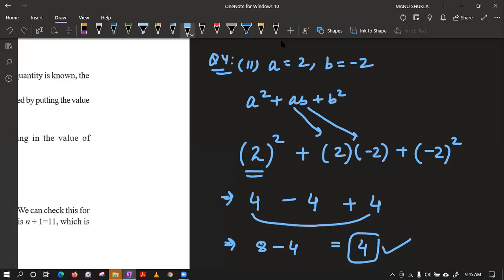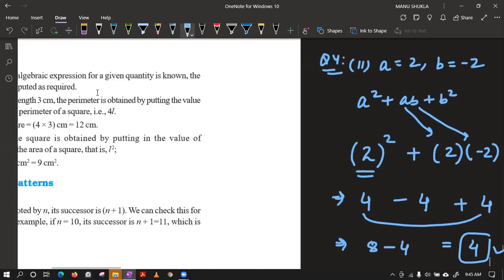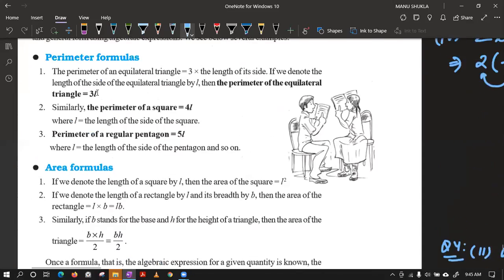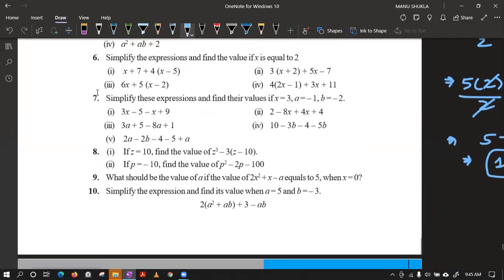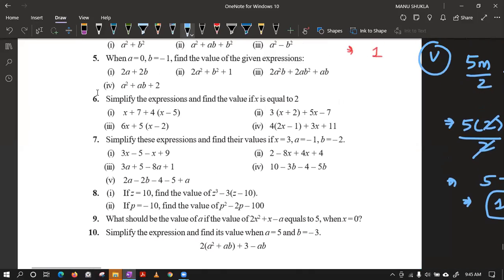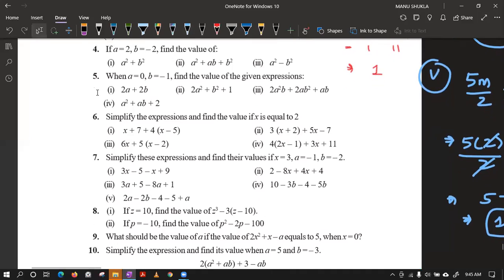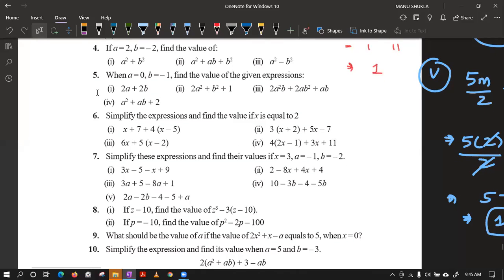I hope this is clear to everyone. Each question of this exercise is very easy. We just need to put the value and simplify. Only we need to take care that we are simplifying correctly. Fifth question, a equal to 0, b equal to -1. Similar question it is, you can try. Anyone who wants to ask any part can ask right now in question number 5. Although it is similar, still you can ask. If you have tried and find it difficult, you can ask.